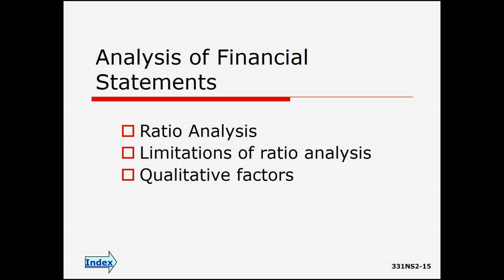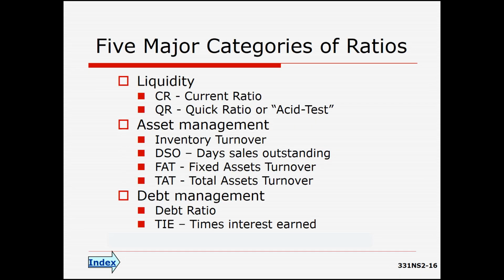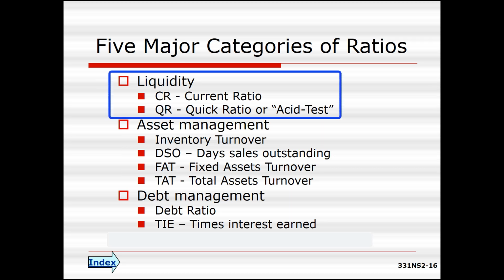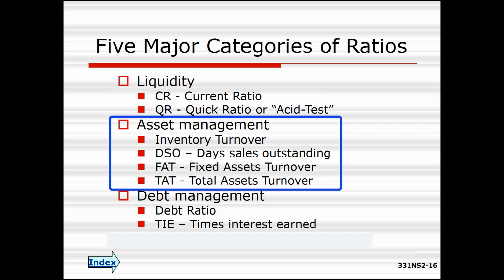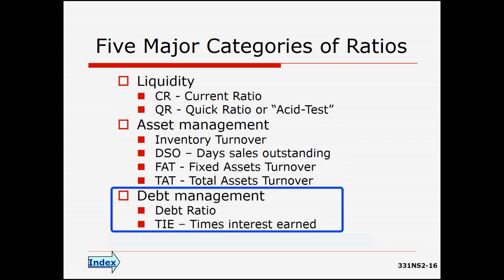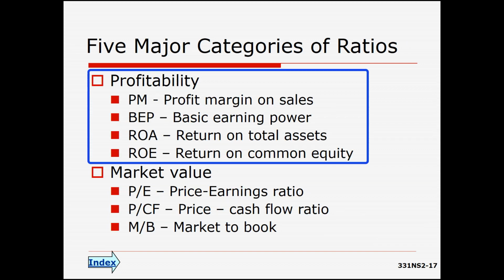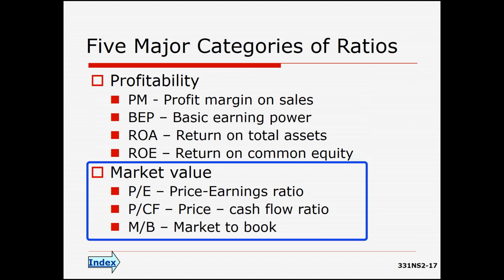In this section, we'll review using financial statement data for analysis. Here's the first part of the ratios we'll be covering. Liquidity. Do we have enough current assets to meet our current liabilities? Current ratio and quick ratio are the acid test. Asset management. How well are we using our assets to generate sales? Inventory turnover, days sales outstanding, fixed and total asset turnover. And debt management. Are we using debt effectively? Debt ratio and times interest earned. Profitability. Are we making money? Operating and profit margins, basic earning power, return on assets, and return on equity. And market value. Price earnings ratio, price to cash flow, market to book.